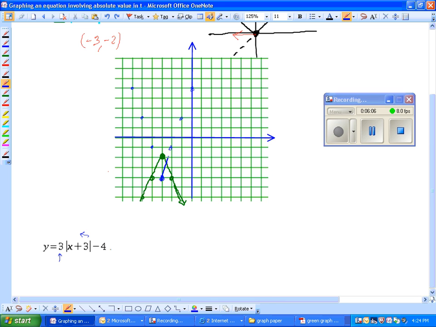Okay, and that's your absolute value function there. So that's it.